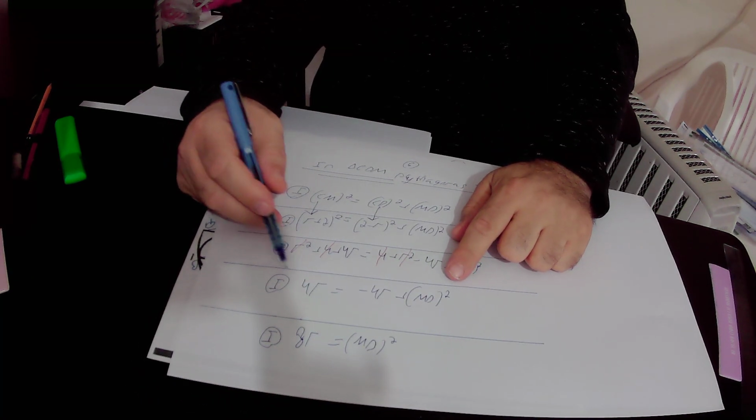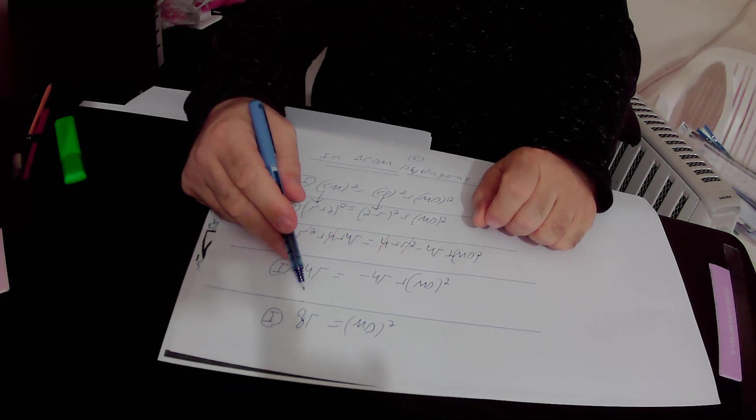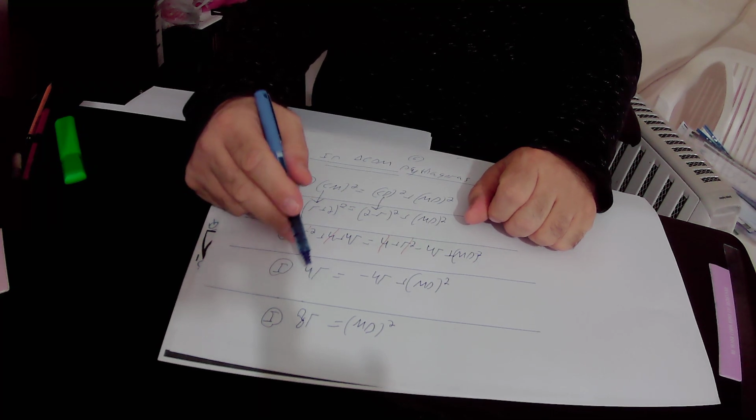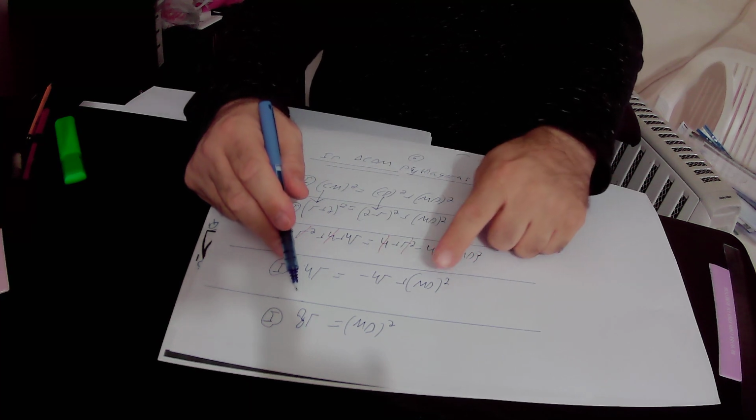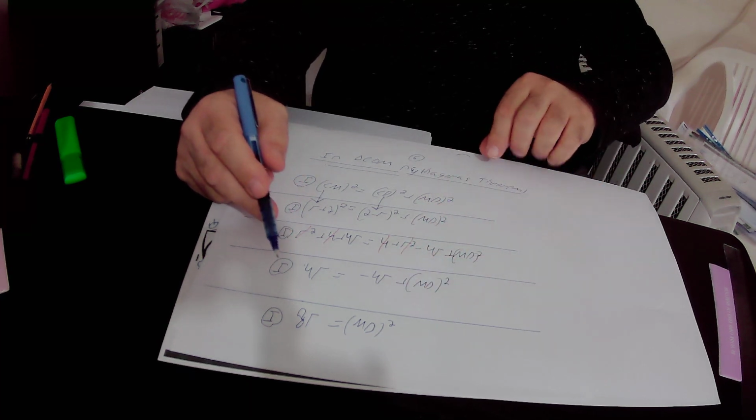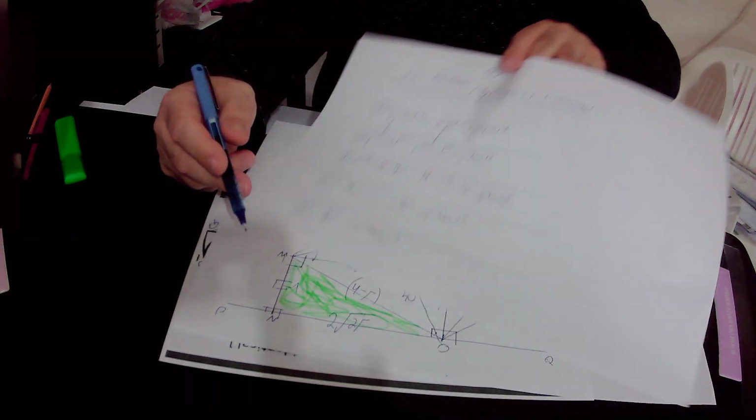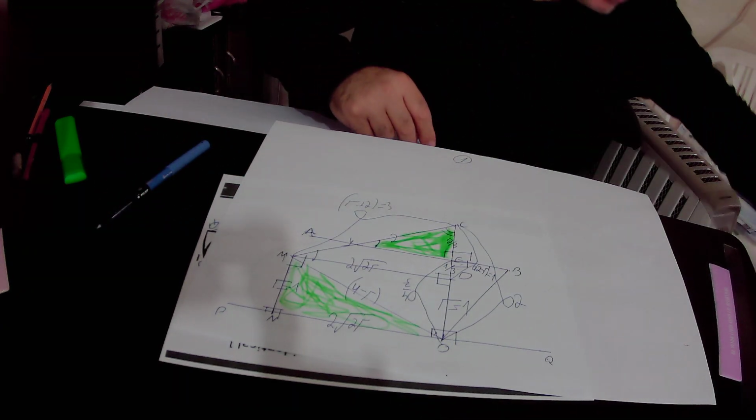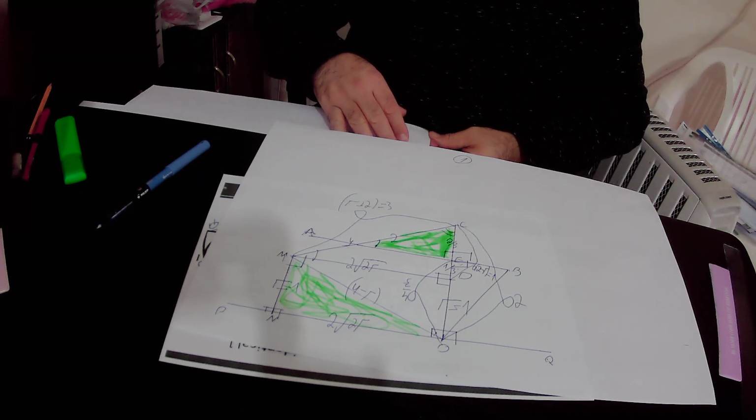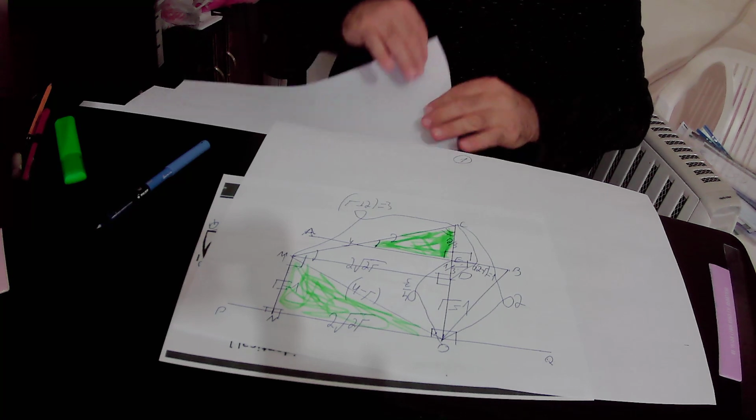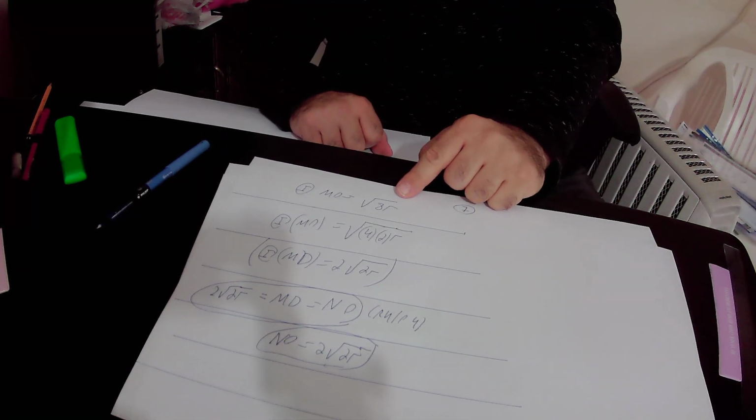Here we added 4R to equation number 1, and we got that 4R plus 4R is 8R, and 4R minus 4R is 0. So in total we got that 8R equals MD square. Here we took the root of this equation number 1, and we got that MD equals the square root of 8R.